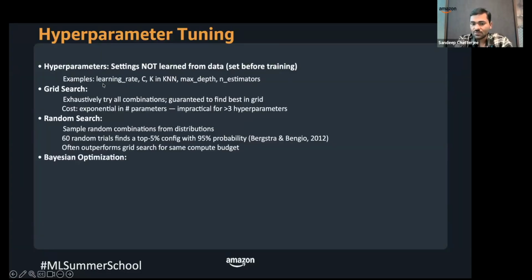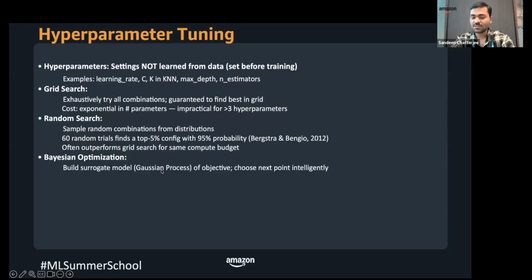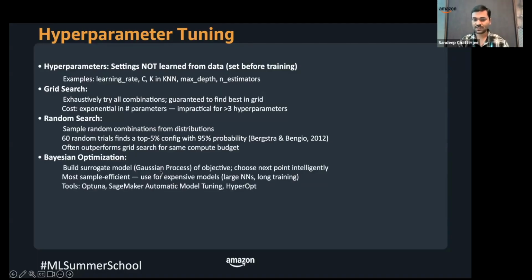Here is the question: what if every single training run takes days or costs thousands of dollars? That is when we use Bayesian optimization. For example, in large language models or heavy NLP systems, compute is incredibly expensive. So instead of guessing, it builds a surrogate model, often a Gaussian process, that observes the results of previous trials and actively learns the shape of your objective function. It then intelligently predicts exactly which set of hyperparameters it should test next to get the biggest improvement. If you are using AWS SageMaker or tools like Optuna, they do this beautifully under the hood.